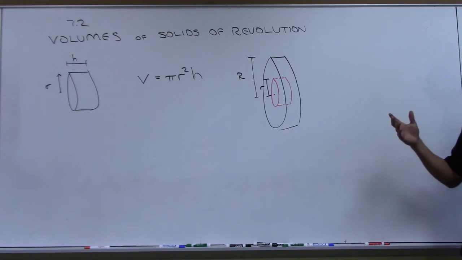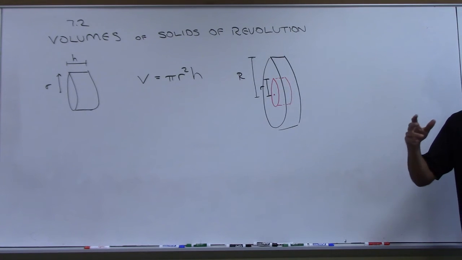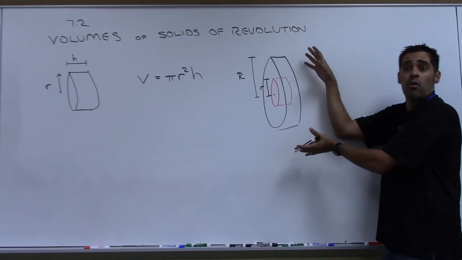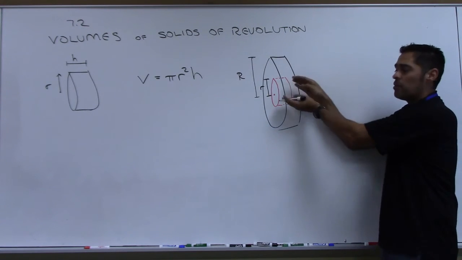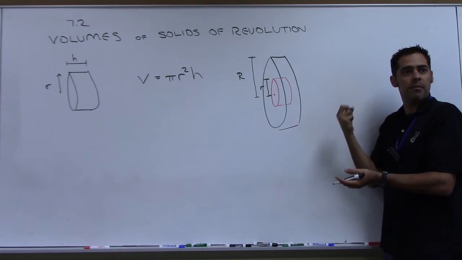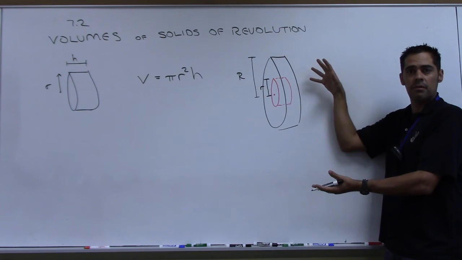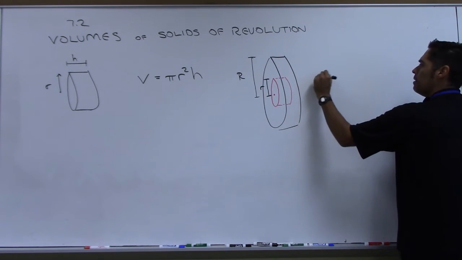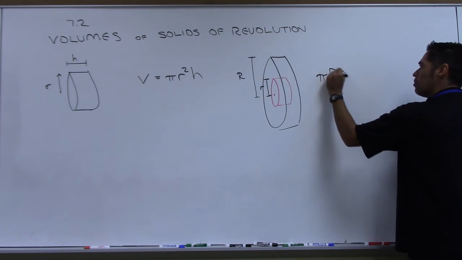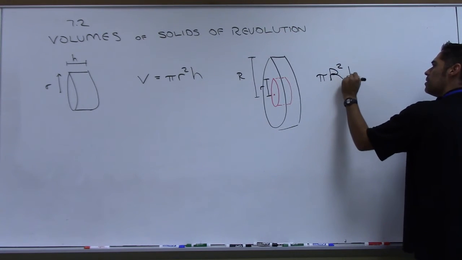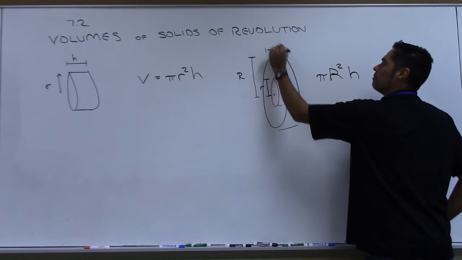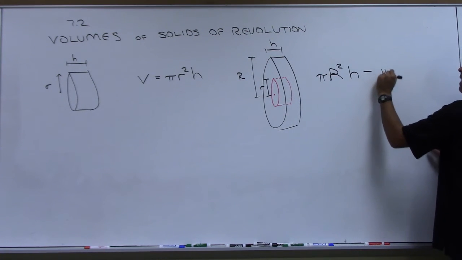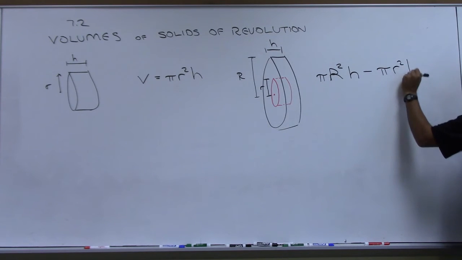Volume of the big one minus the volume of the little one, right? So the volume of the black one without a hole minus the volume of the red one, which takes out the red one from the big one. Yes? That's simple enough? So what's the volume of the big one? Pi capital R squared times the height. I didn't label height. That's the volume of the big one, minus pi small r squared height, yes?